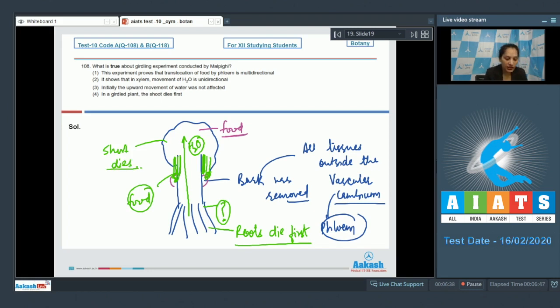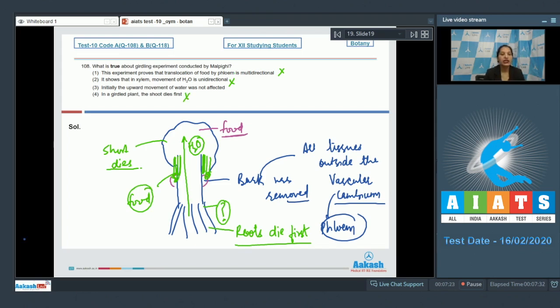Now see the options. This experiment proves that translocation of food by phloem is multidirectional. No. It was shown that it is unidirectional from the upper part of the tree, that is from shoot to the root. But now we know that phloem translocation is multidirectional, but at that time it was not reported. Second, it shows that in xylem, movement of water is unidirectional. There was no talk of xylem translocation. Fourth one, in a girdled plant, the shoot dies first. No, the root dies first.